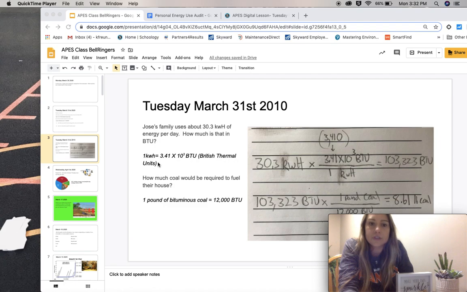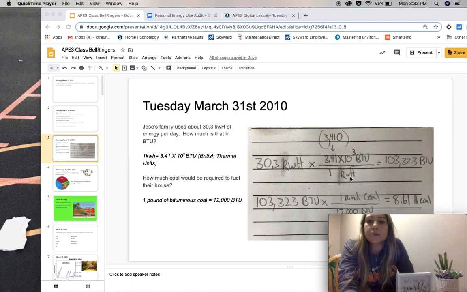When we do a conversion, we take whatever we're given, which is 30.3 kilowatt hours, and we put that down first. I want to convert it to British thermal units, so BTUs is going to go on the top of my conversion factor. The whole thing is what I call the conversion factor. If I'm trying to get to BTUs, I put that unit on the top here, and the conversion factor comes from right here. It says for every 1 kilowatt hour, it's equal to 3.41 British thermal units.